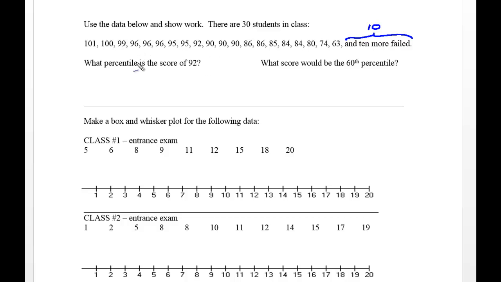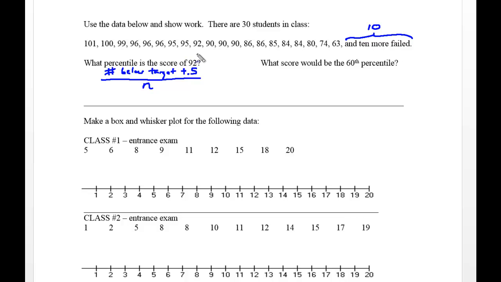Now, to find the percentile, the formula for that is your target number. The number below the target number is 92, and then we add a 0.5 to that, and then divide that by our total number in the sample.